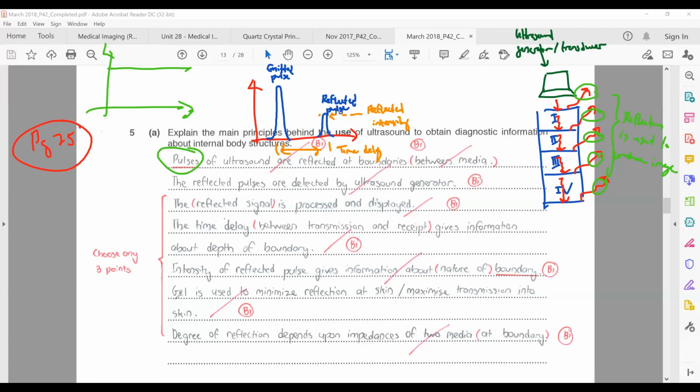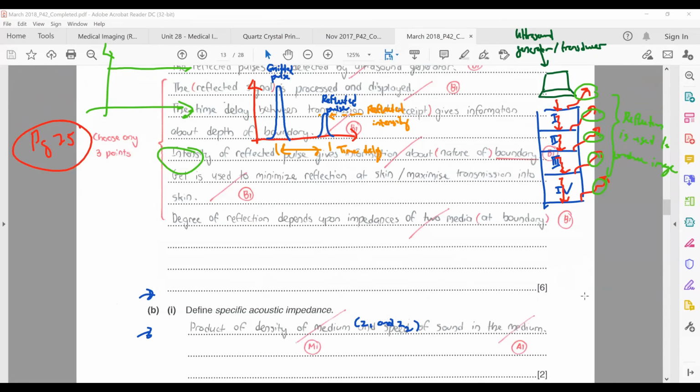This one is something that I just explained to you. Why do you need to use a water-based gel to minimize reflection at the skin? And this one I also explained to you. Your degree of reflection depends upon the impedances of the two media. This is referring to your specific acoustic impedance Z1 and Z2. I explained that the difference between them determines how much is reflected.